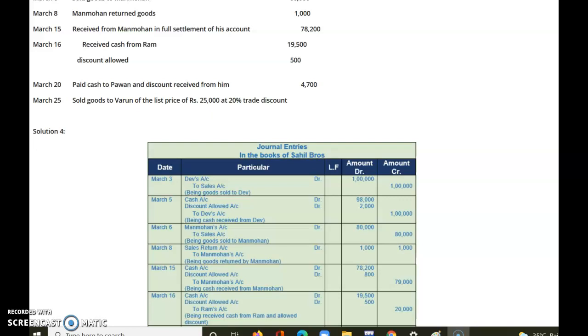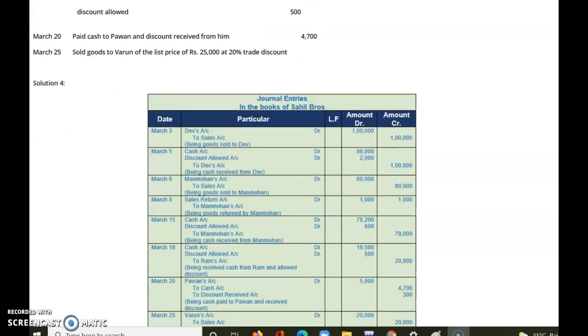So here, sold goods to Varun, the list price was rupees 25,000, but the business has given him a trade discount of 20%. So we will calculate 20% of 25,000, that is rupees 5,000. So the net amount of the goods sold to Varun was rupees 20,000. How 20,000? Again, the list price is 25,000. We calculate the 20% discount given to him, that comes out to rupees 5,000. So the net sales amount is rupees 20,000: 25,000 minus 5,000.